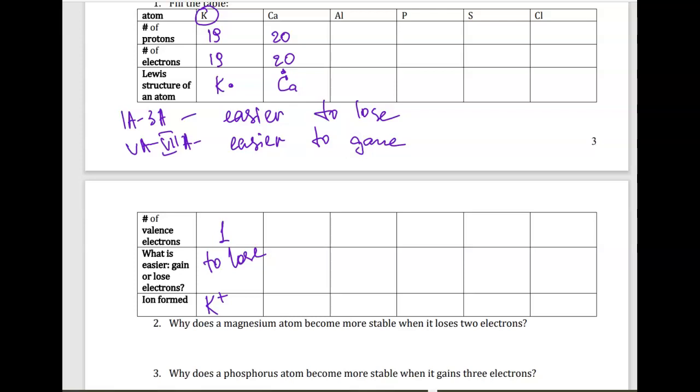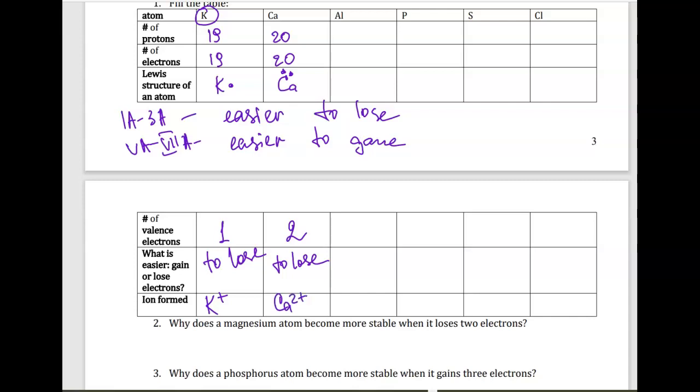I am sorry. 1, 2. And number of valence electrons, 2. What is easier, gain or lose? Group number 2A, easier to lose. Ion formed, when it loses 2, it will become calcium 2 positive cation.